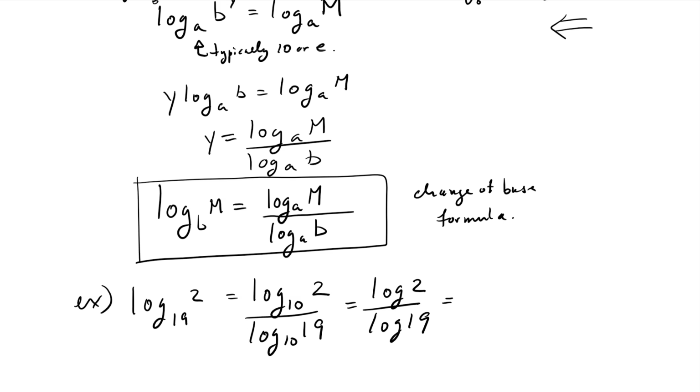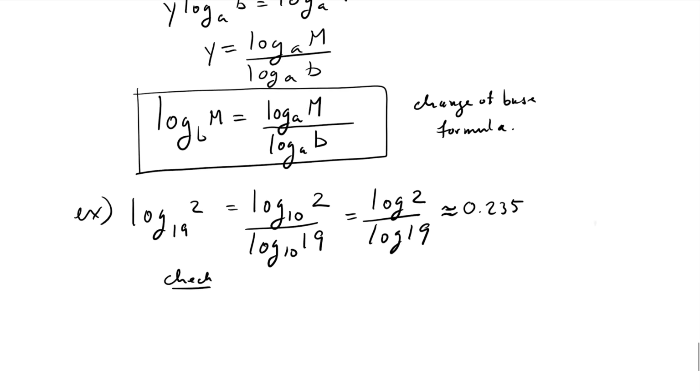That gives me, remember, I was expecting something between 0 and 1, a bit closer to 0 than to 1. I get approximately, with 3 correct digits, 0.235. I can verify that this is correct because the log I'm trying to find is the exponent. So 0.235 should be the exponent to which I raise 19 in order to get 2. So this should be very close to 2 if I calculate it on my calculator. So 19 to the 0.235 turns out to be 1.998.